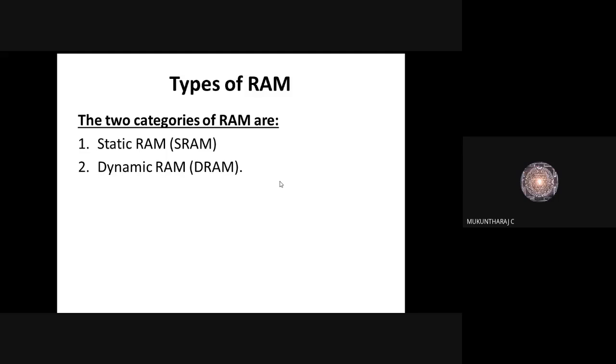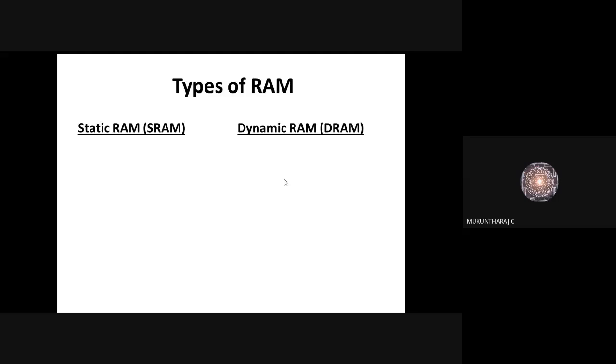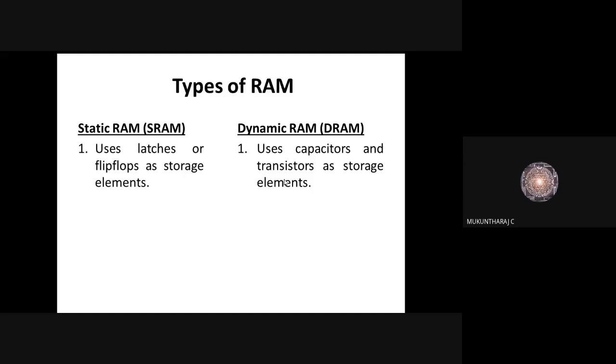Okay, students. So RAM can be classified as static RAM and dynamic RAM, static random access memory and dynamic random access memory. So here is the flow chart of the two categories of RAM memory. What is the difference between these two kinds of RAM memories? Okay, so static memory.